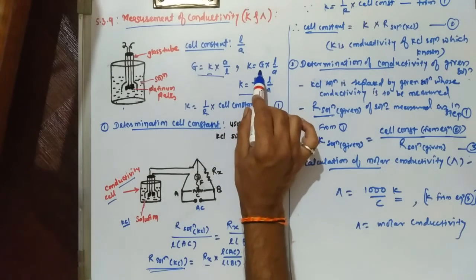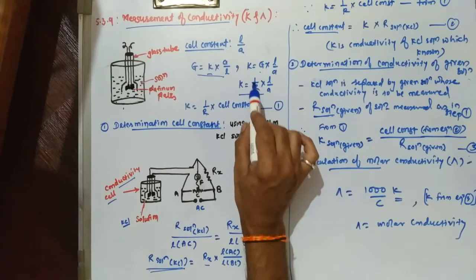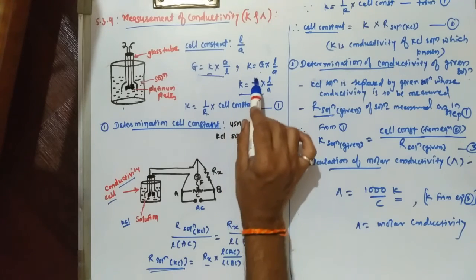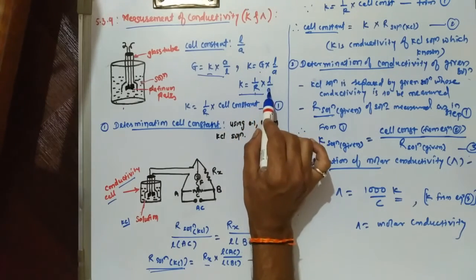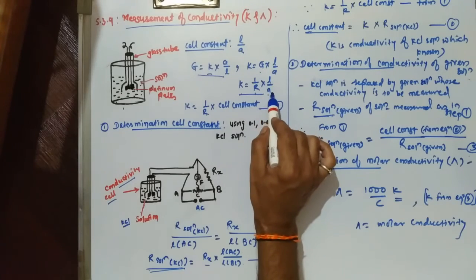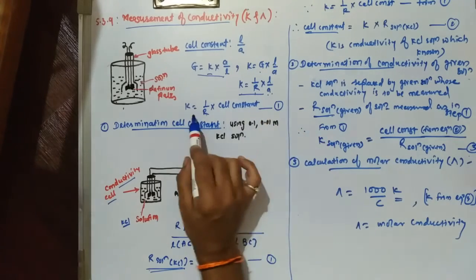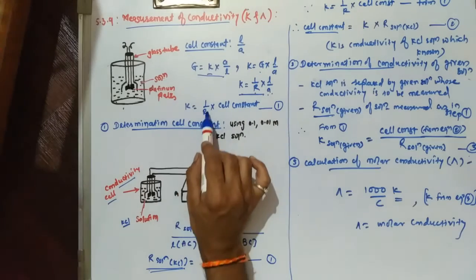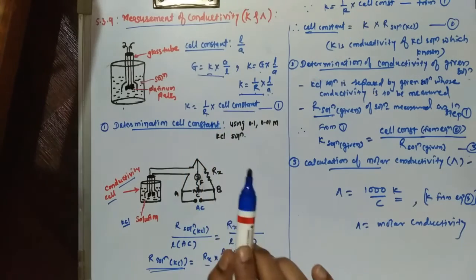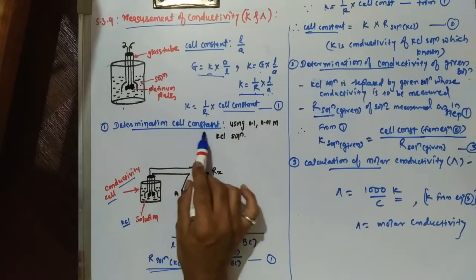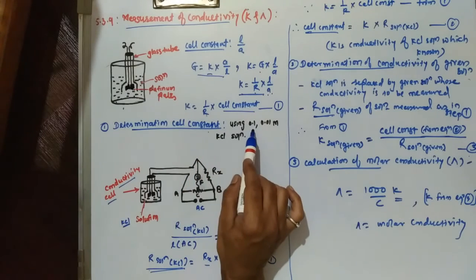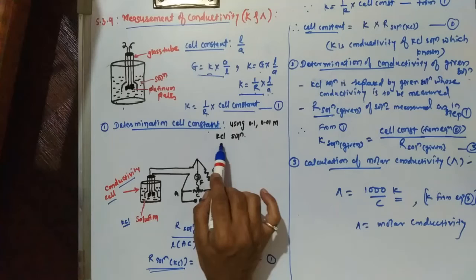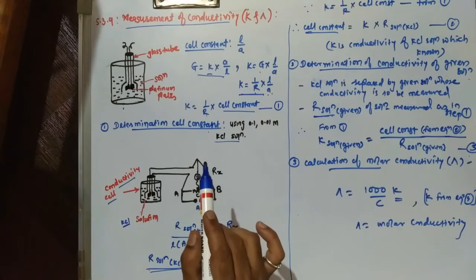This G is the reciprocal of R, so the equation can be written as K is equal to 1 upon R into L upon A. This L upon A is the cell constant. So this equation in terms of cell constant is written as K is equal to 1 upon R into cell constant. Now, determination of cell constant using 0.1, 0.01 or 1 molar KCl solution.